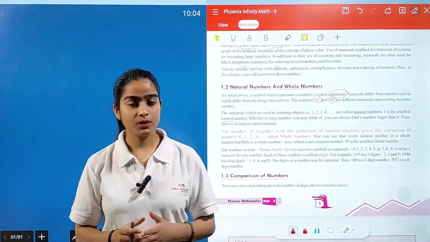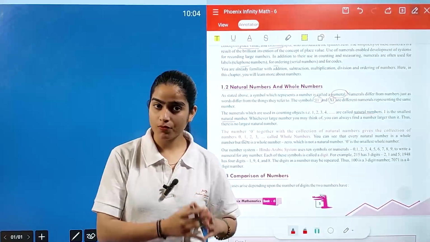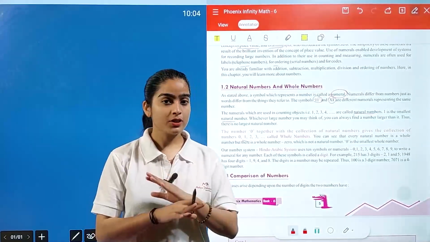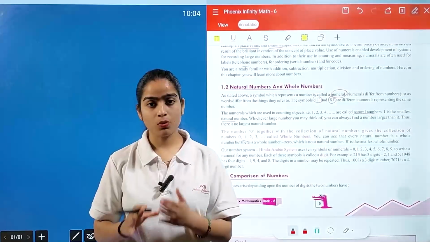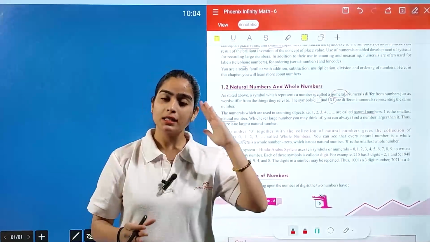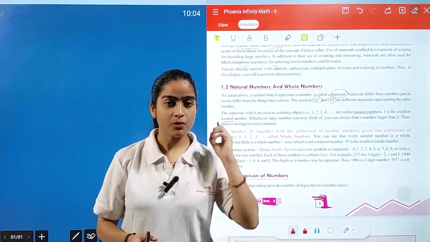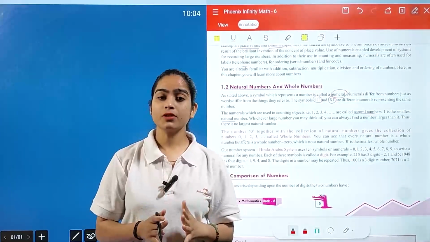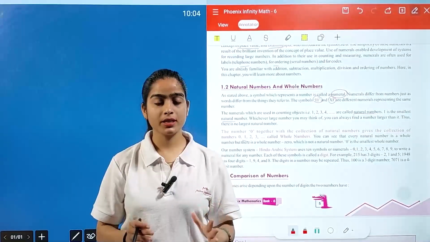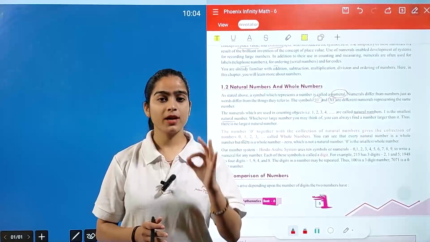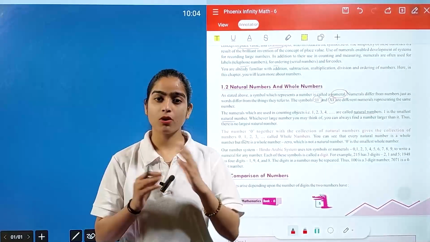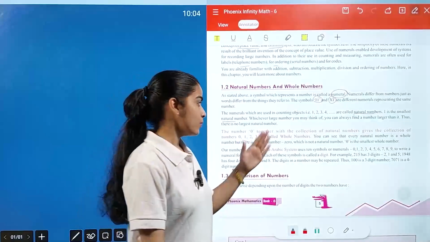So, this is your basic. Natural numbers means you start your counting from 1. Whole numbers means you start your counting from 0. There is no ending of natural numbers and whole numbers. You just have to keep in mind the starting point: in natural numbers it is 1, and in whole numbers it is 0. The only difference between natural numbers and whole numbers is that whole numbers have 0, while natural numbers don't have 0. Otherwise, all the numbers remain the same in both categories.